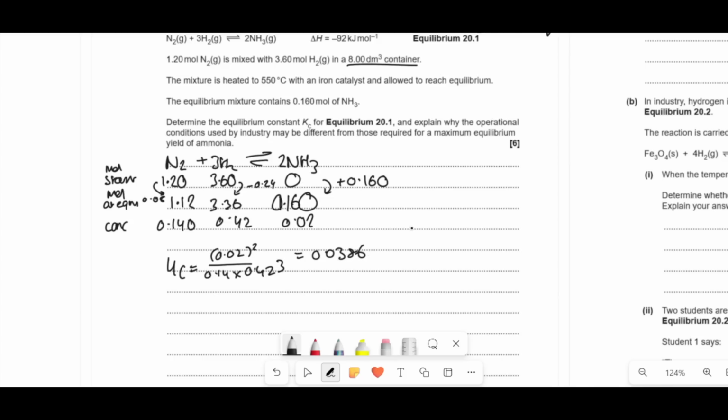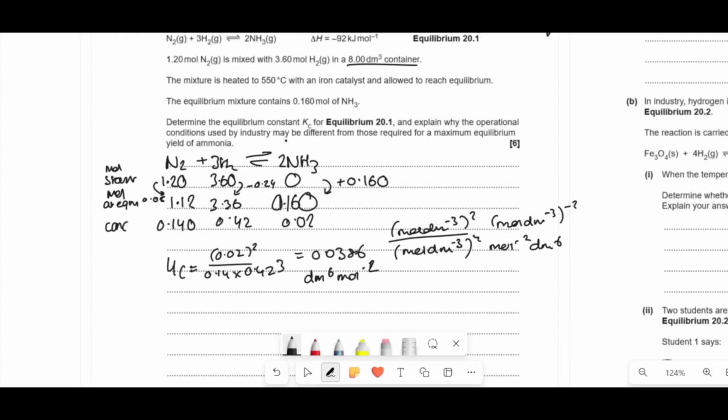Its units are going to be mol dm^-3 squared over mol dm^-3 times mol dm^-3 cubed, so it's over 4. So we're going to be left with mol dm^-3 to the minus 2. So that's going to be mol^-2 dm^6. And usually we put the positive one first, so it's dm^6 mol^-2. That's the first part of the question done and dusted.